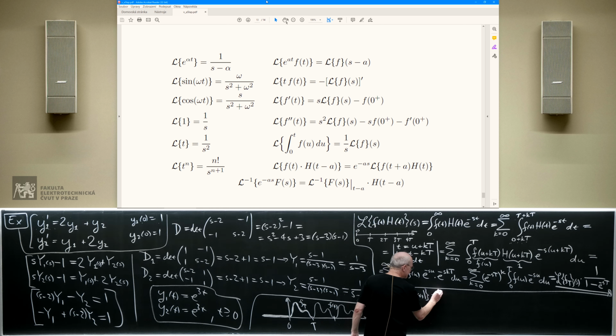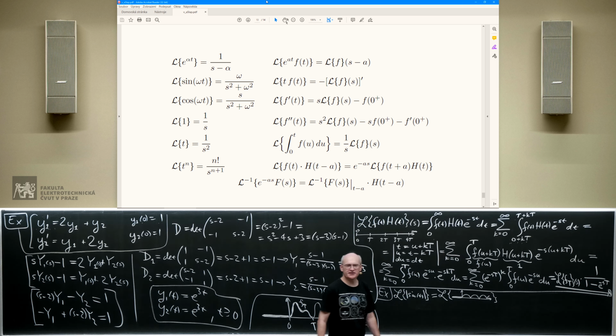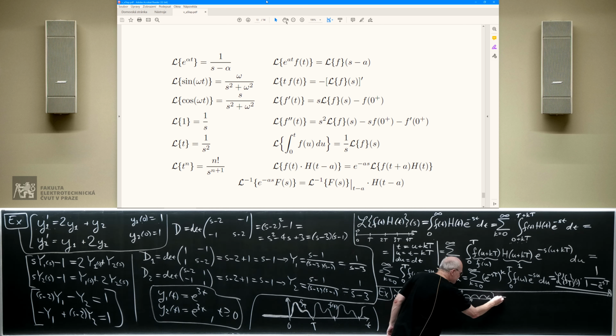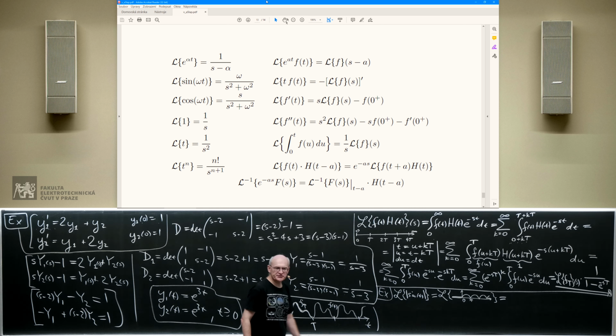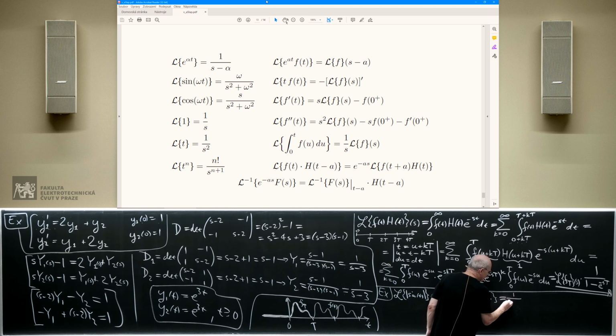Well, let's have a look at it. We are trying to transform a function that looks like this. It's 0 up to the origin, and then it's sine in absolute value. So this is the function that we are trying to transform. Is it periodic? Yes. The period is pi. So we can apply the formula which we just proved. Okay, I switched the slide, so let's have a look at it here. 1 over 1 minus e to negative pi s, because pi is the period.